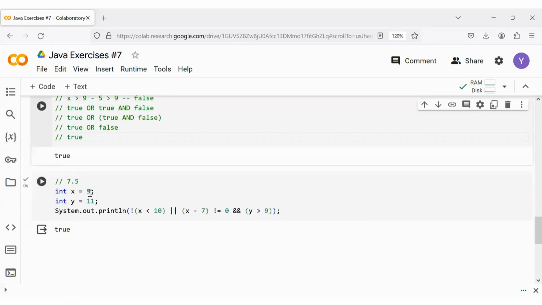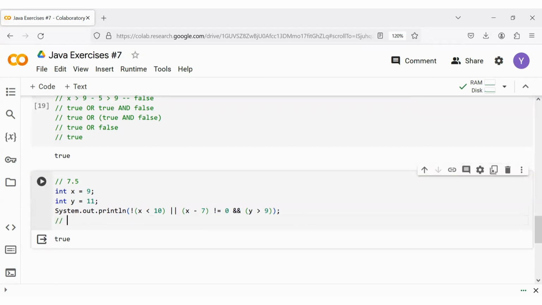7.5, integer x is equal to 9, integer y is equal to 11. System.out.println, not x less than 10. So we have not; remember, the exclamation mark is the not logical operator. x is 9, so here, 9 less than 10. 10 greater than 9, this is true. So here I'm going to put not true, so this will become false.